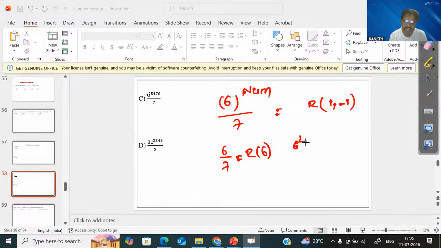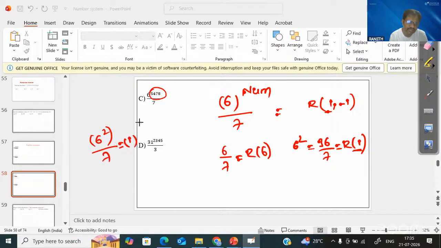If I take 6 square, 36. 36 by 7, what is the remainder? Remainder is 1. So total power is an even number, so 6 square is also an even number. When we divide 6 square by 7, I am getting a positive remainder 1.